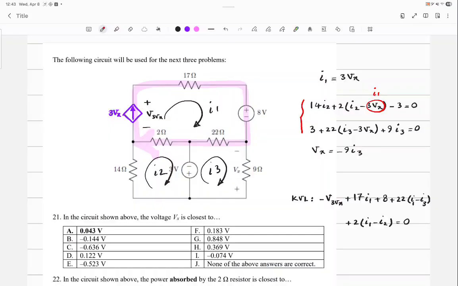You might ask, why did I go for KVL? Any cue for that? Because I'm looking for voltage. The V in KVL is for voltage, right? What if I wanted a current? I would have written a KCL. Yes. I forgot my question. Sorry.